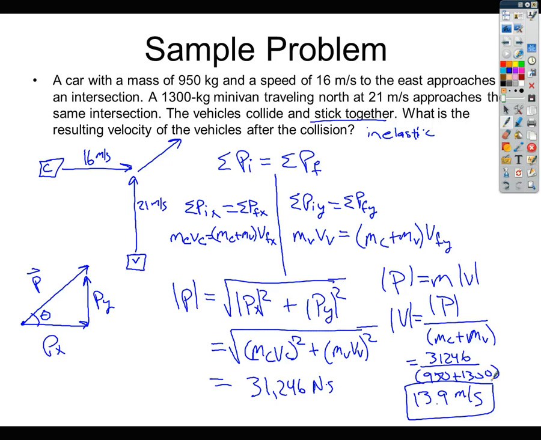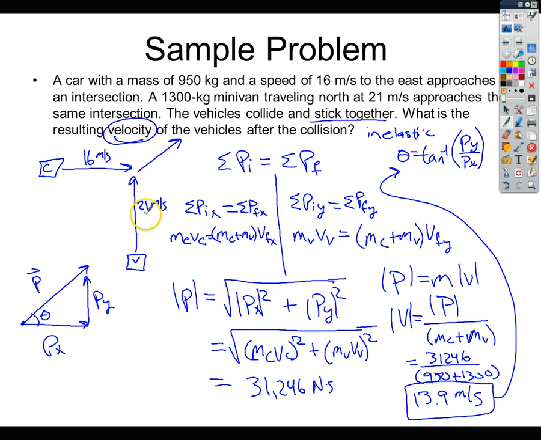Because it says velocity, we also need to know the angle. Remember, the angle is equal to the inverse tangent of our y value divided by our x value. If you know the momentum in the y and the momentum in the x, which is easy to do, you just multiply the speeds times the masses for each one, you should end up with 60 degrees north of east, so that angle would be right here, and this would be 60 degrees.